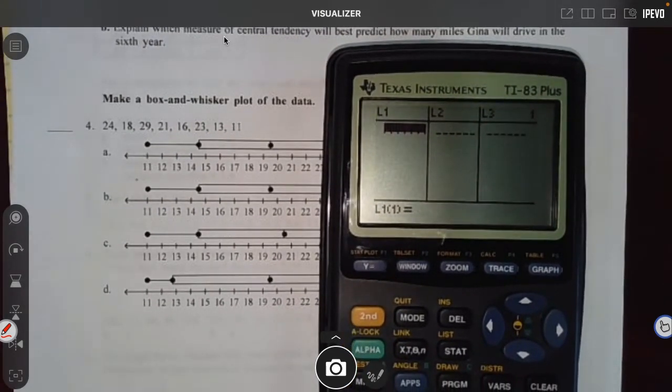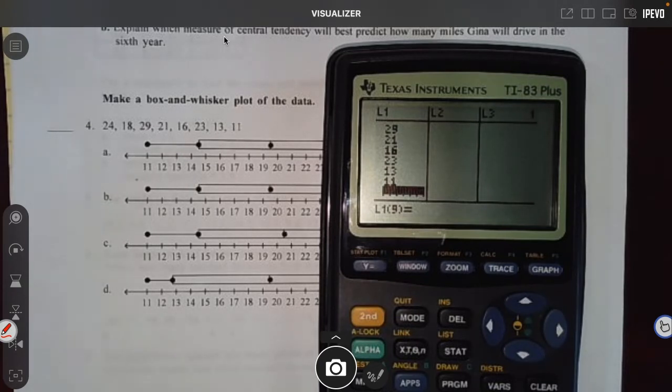Okay. Now we're ready to enter in our data, right? 24, 18, 29, 21, 16. Does it matter if I put them in there? No, 23, 13, 11. Your calculator's smart. What if I did that? That's fine. It's still going to use the same data. Okay, are we good with that?